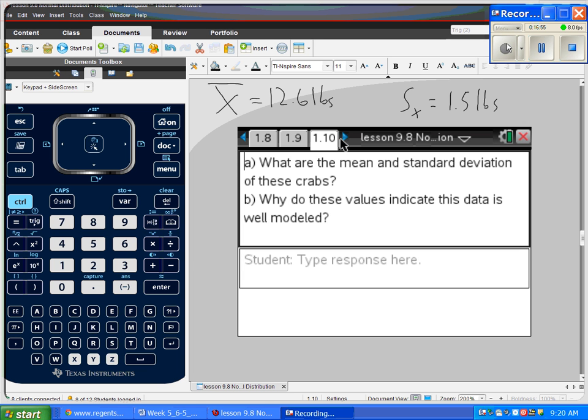All right. So we have the mean, we have the standard deviation. What do these values indicate about the data? Is it well modeled or not? Why would it be well modeled or not? What do you think? What's it mean for the data to be well modeled? What do you think, John?